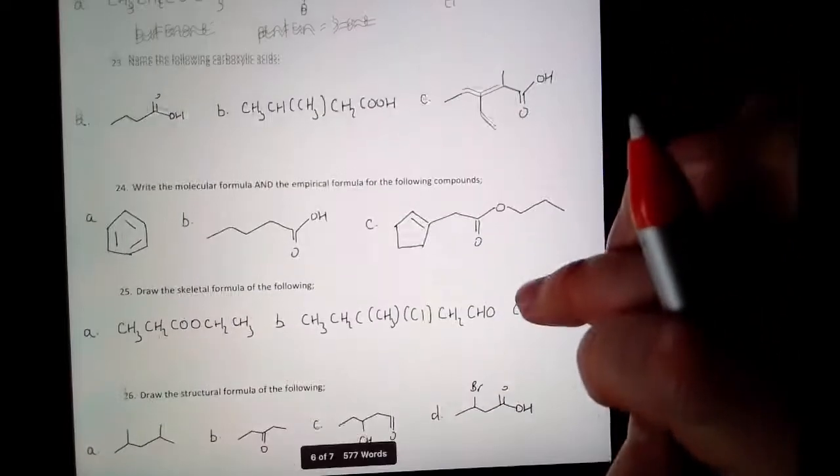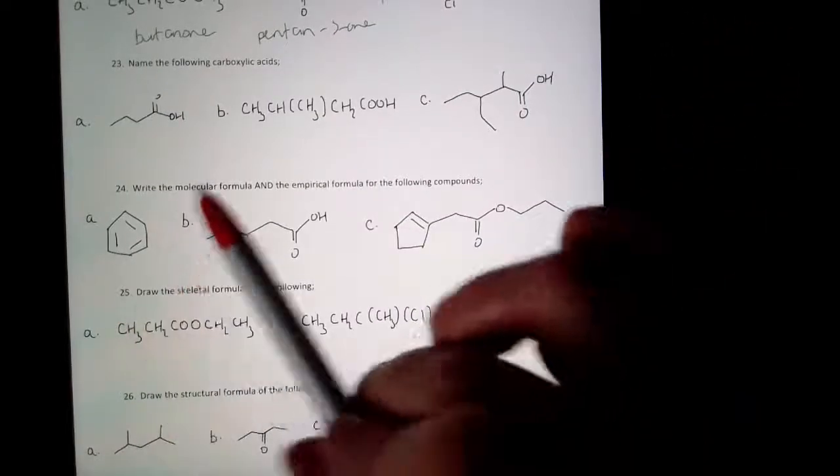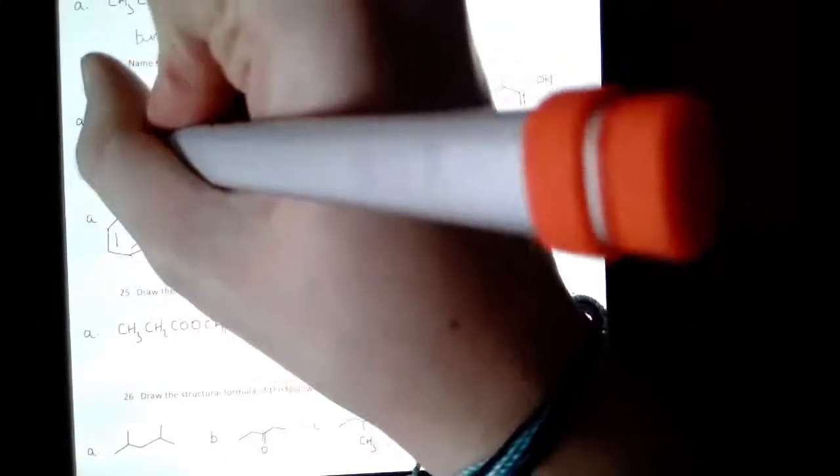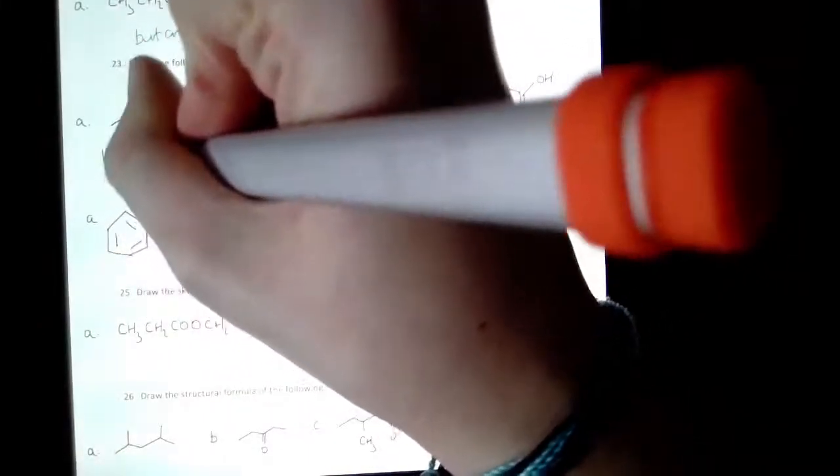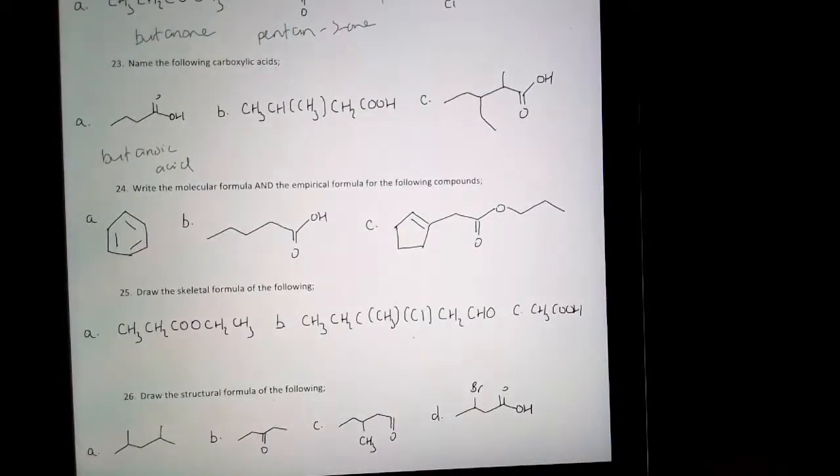23. Name the following carboxylic acids. The first one is straightforward. 1, 2, 3, 4. It's just going to be butanoic acid. You don't need to specify on which carbon the carboxylic acid is, because it's always at the end of the chain, and it's always going to be carbon number 1. Okay, carboxylic acid carbon, always carbon number 1.